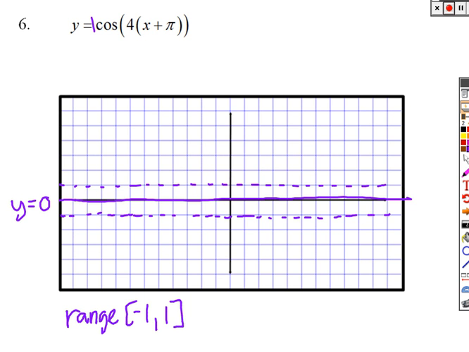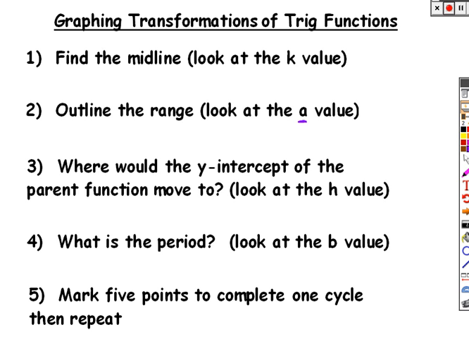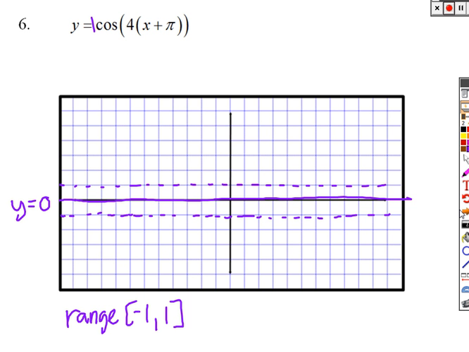Step number 3. Now I'm thinking, where would the y-intercept of the parent function move? I want to look at the h value. So that would be right here. Is there something that I'm adding or subtracting onto the x? Yeah, so it looks like I'm adding pi radians to the x value. If I'm adding pi radians, that will actually shift the y-intercept pi radians to the left.